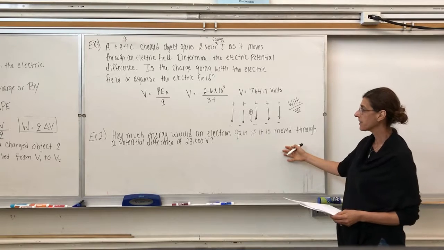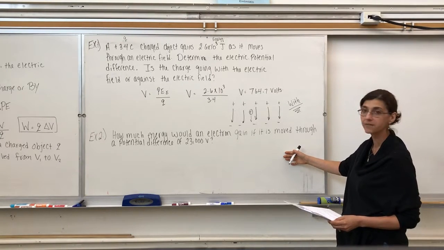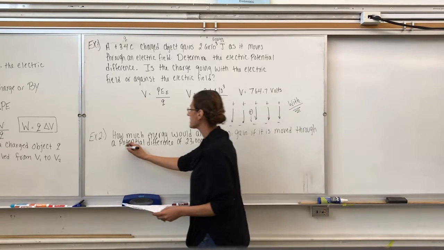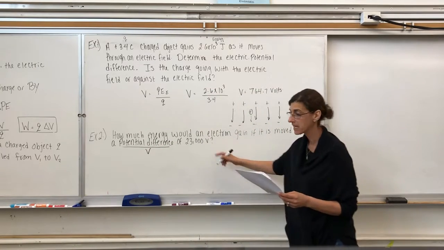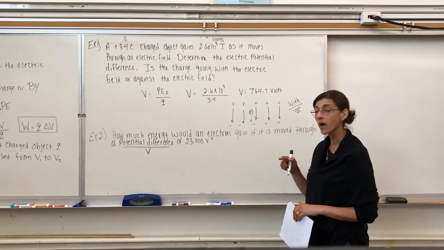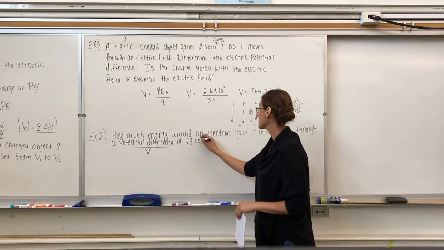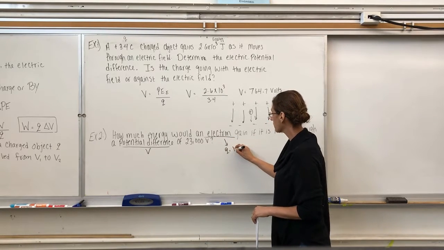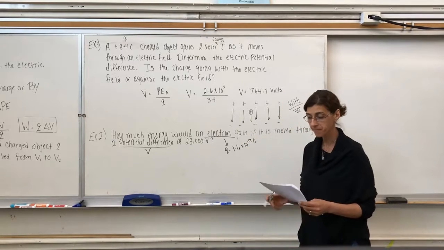The second problem, how much energy would an electron gain if it is moved through a potential difference of 23,000 volts? So potential difference is V, right? That's why the units are in volts. And one number that you need to know that is not given to you here is that of the electron. The electron has a charge of 1.6 times 10 to the negative 19th coulombs.